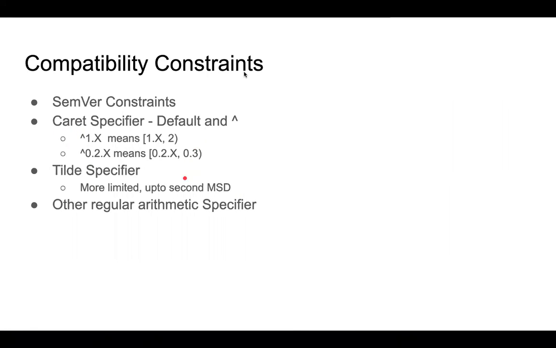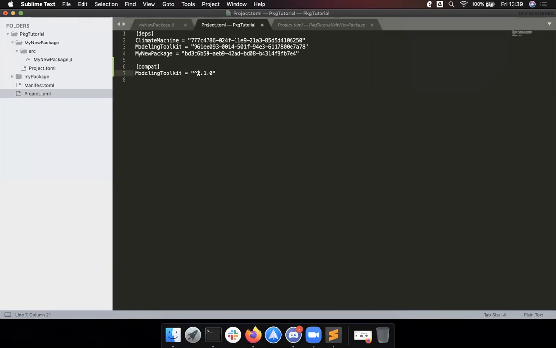What this means is that the most significant digit is fixed, and all other digits can be changed. So this means that I can use any version from 2.1.0 till 3.0.0 excluded. So, did you get this, or is there any confusion?